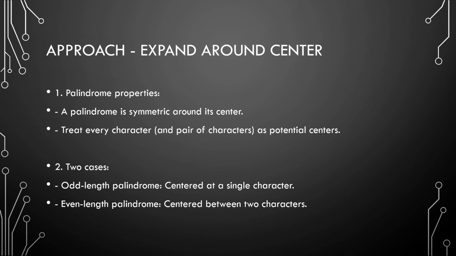Let's now talk about the approach. The key observation here is that a palindrome has a center of symmetry. So we treat every character and every pair of adjacent characters as potential centers. There are two cases to consider: odd-length palindromes, which have a single center character, and even-length palindromes, which have two center characters.